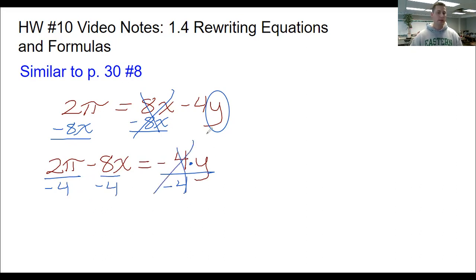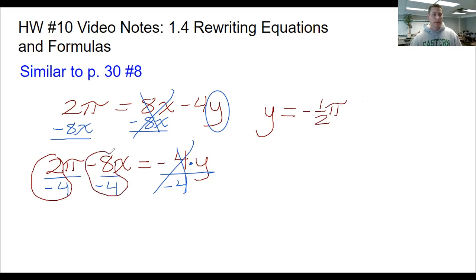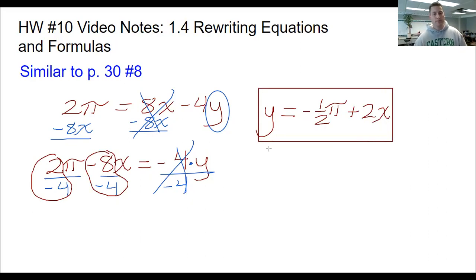I do this so that now when I'm writing y by itself, y equals, I'm going to reduce these fractions right here before I write them down. Negative 2/4 is the same as negative 1/2, and put the π right next to it. Negative 8 over negative 4 is the same as positive 2. Put the x next to that. Okay, so y has officially been solved for. There you go. You've rearranged that equation. Let's take a look at another example.